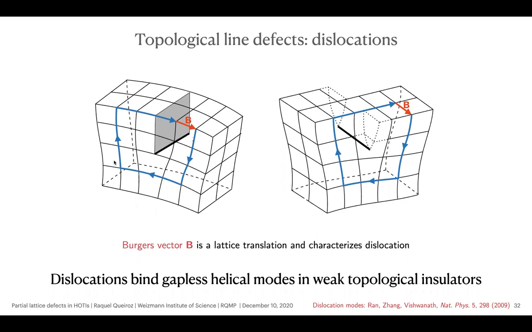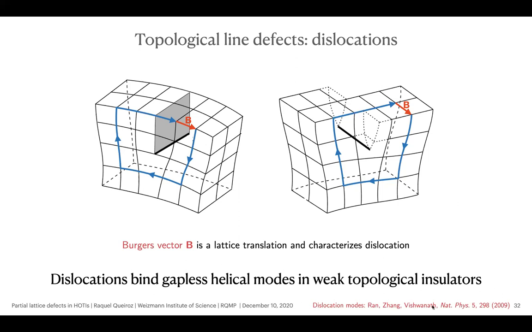But if you go around it and complete the full loop, you'll find that you just translated by another unit cell in one direction. And that would be the characterization of that defect. That lattice translation is called the Burgers vector. So it can be an edge dislocation, which is if you have an extra layer, or it can be a translation which is perpendicular, which would be called a screw dislocation, which basically would create a bit of a parking lot structure in your lattice. So you open the 3D system, you shift it and you glue it back, so you created a screw structure.